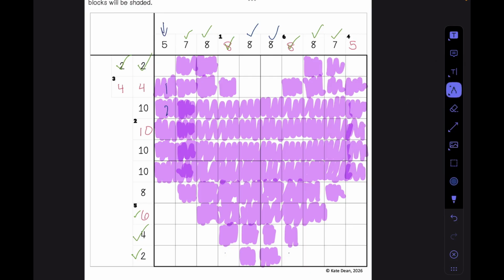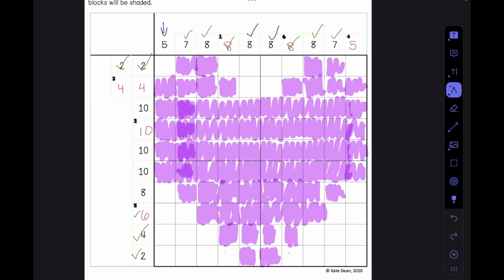Okay, so five, one, two, three, four, five. That's good. Seven, one, two, three, four, five, six, seven, and we're good. And then the eight, so you can count two, three, four, five, six, seven, eight. You can count and keep going. One, two, three, four, five, six, seven, eight. One, two, three, four, five, six, seven, eight, just to make sure we're good.